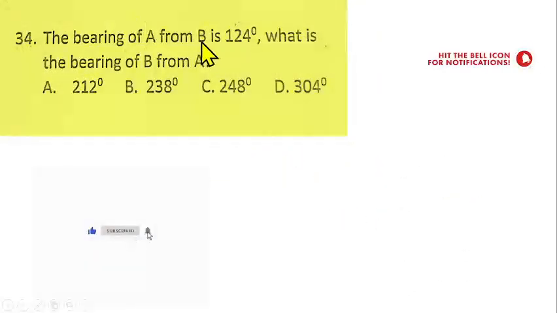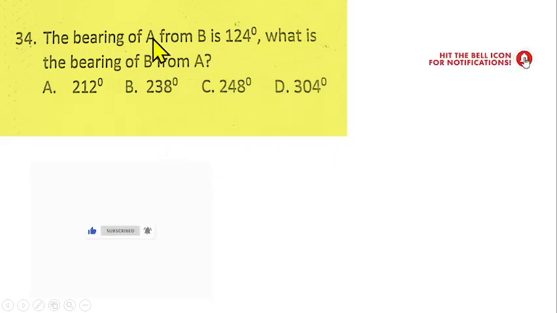Question number 34 is from bearing. The bearing of A from B is 124 degrees. What is the bearing of B from A? If you want to understand this, there's a video on my channel where we discuss everything on bearing. You may reference that video. It's going to help you a lot in understanding bearing.